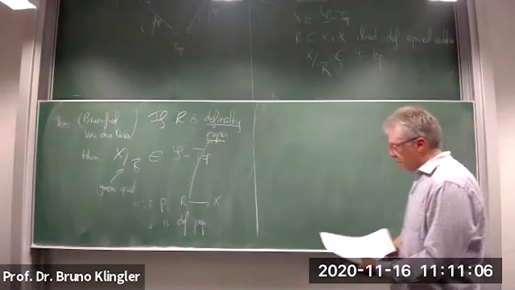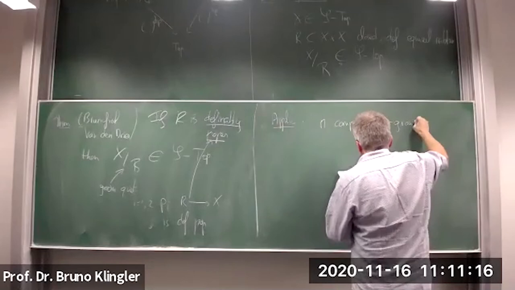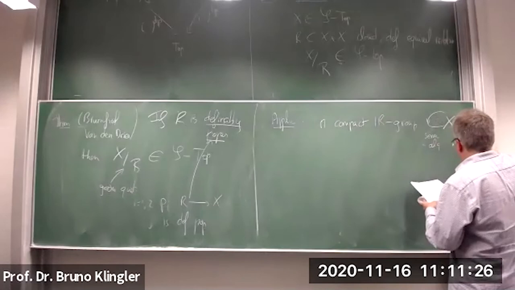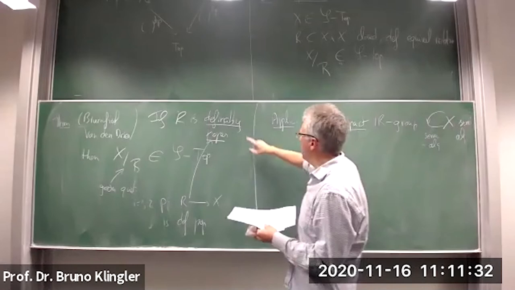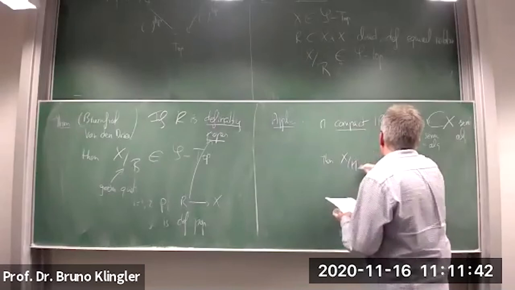So, for instance, an application: take M a compact R group, an algebraic group, and make it act semi-algebraically on some set X which is semi-algebraic. Then, because M is compact, the equivalence relation defined by the quotient will be definably proper, and then X mod M belongs to R.